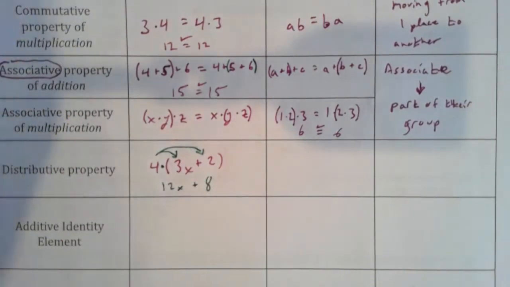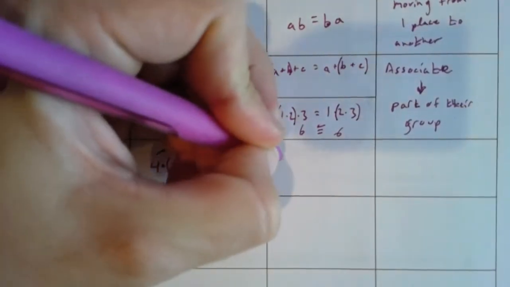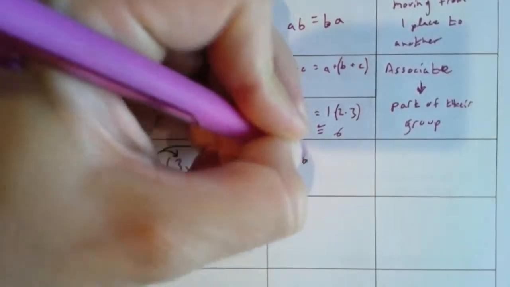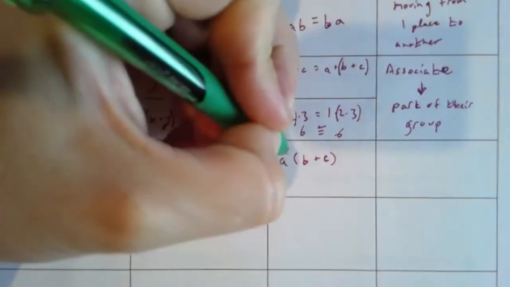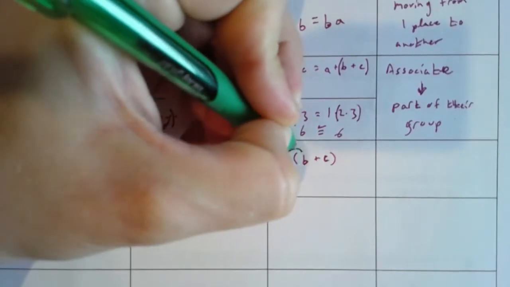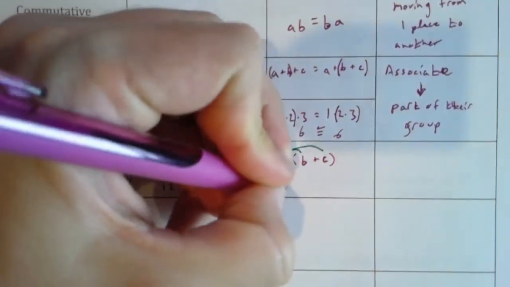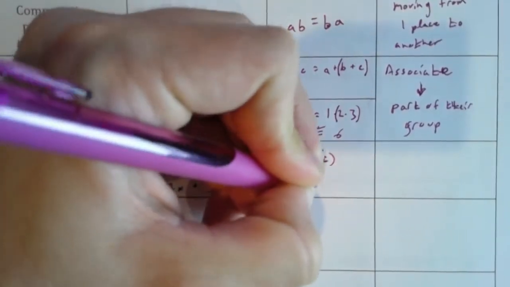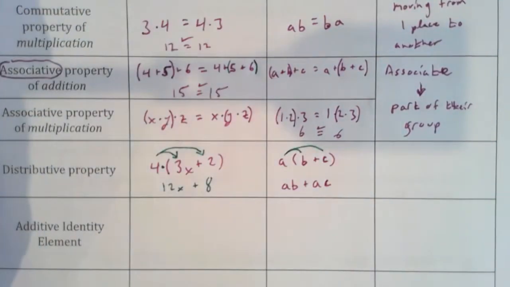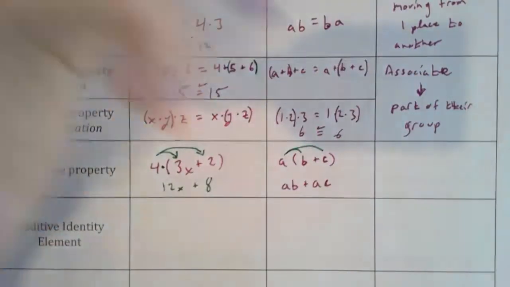If we want a purely algebraic version with just variables, I can do A times B plus C. This distribution will look like, well, I'm going to multiply the A times the B and the A times the C. I need to distribute it to everybody. So this will become AB plus AC. And here for the notes, maybe you just want to write distributing.